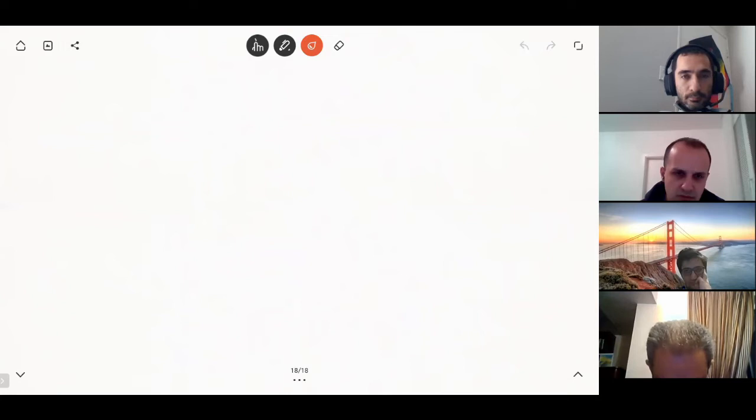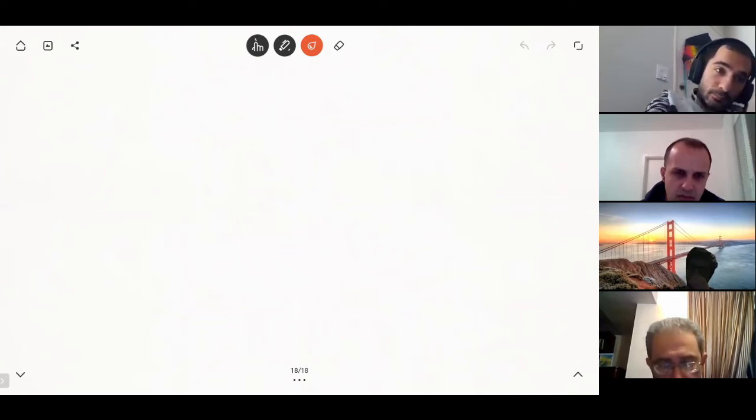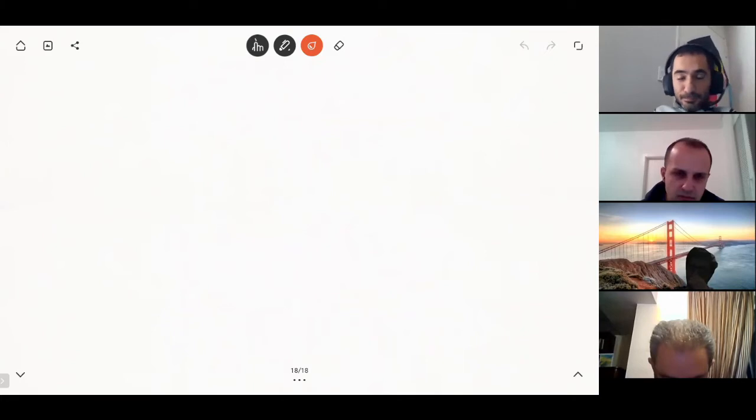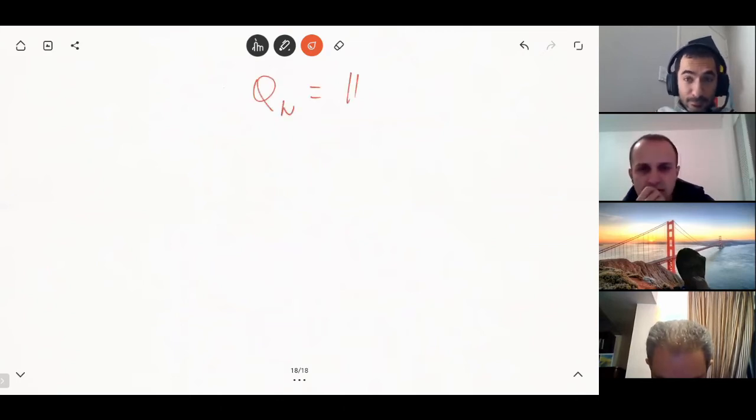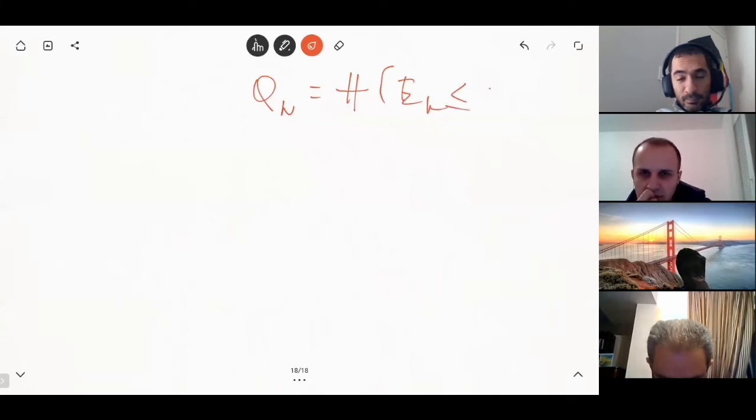Okay, so now I'm going to make several analyticity assumptions, which are not going to be very palatable for mathematicians, but well, that's life. So as we define this Qn, right? So okay, now having this object Qn defined, right, as this number of Ek such that they are smaller than Un.